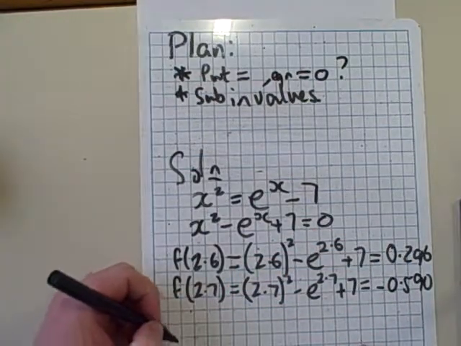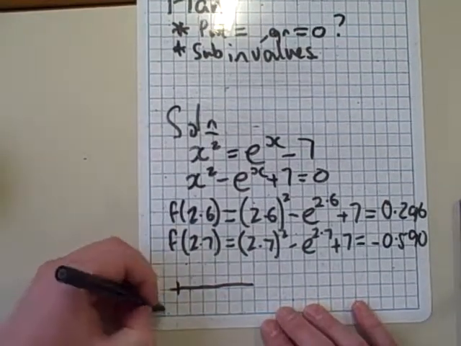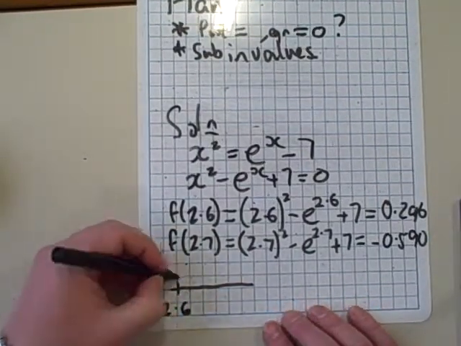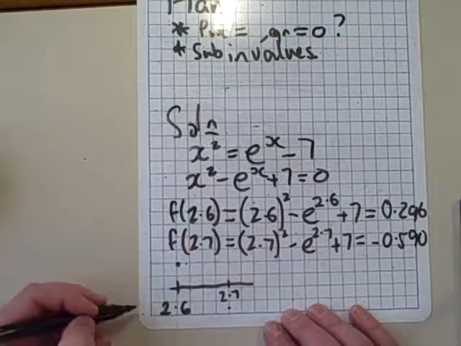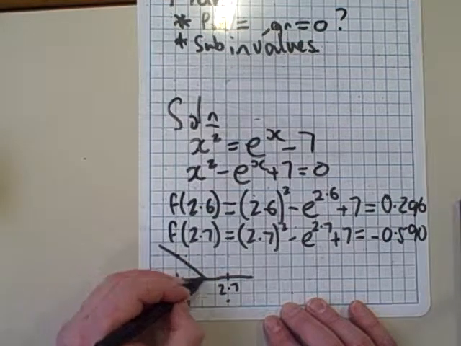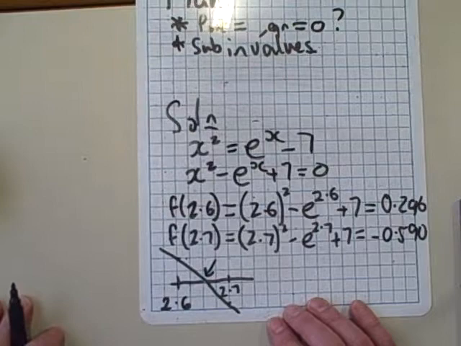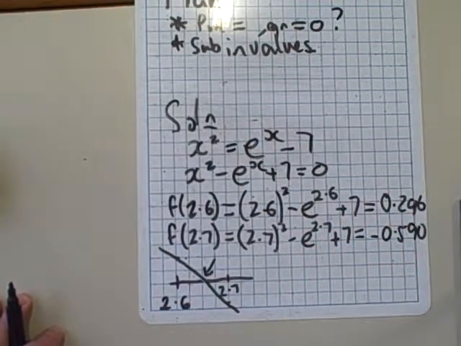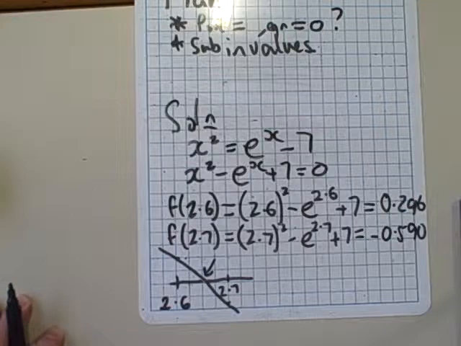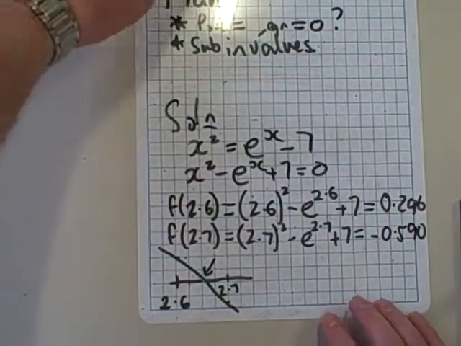So same idea as a picture. At 2.6, it's positive. At 2.7, it's negative. So it doesn't matter what the graph looks like, but you know it's crossing through the x-axis. So it must have a solution, it must have a point of intersection. Because when we put the graphs equal to each other and rearrange it, where the two graphs cross is where the rearranged equation crosses the x-axis. Most people forget that though.